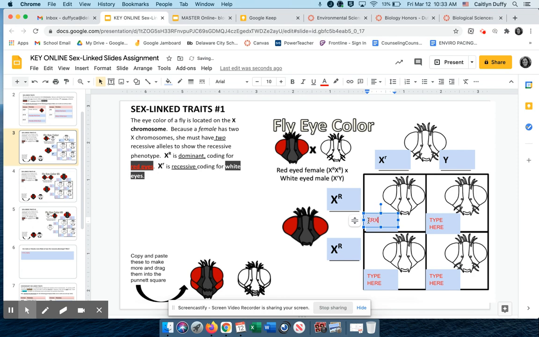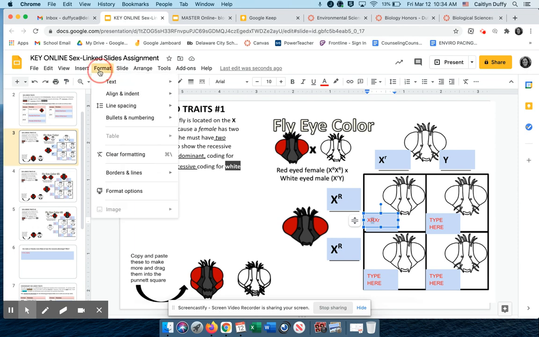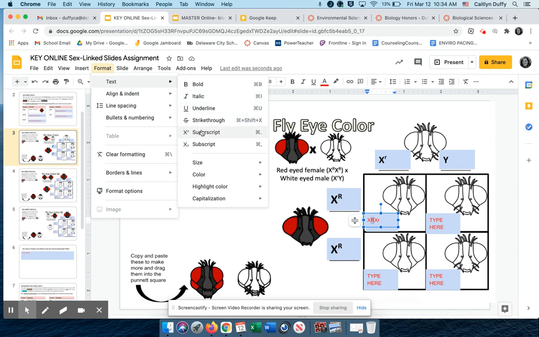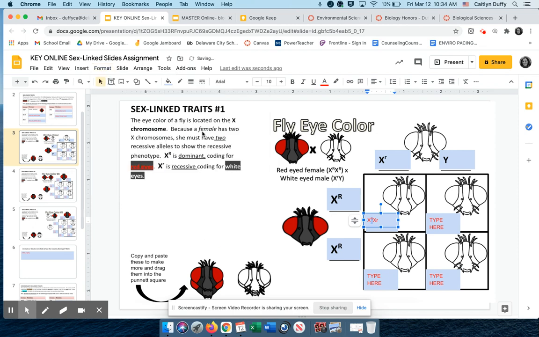X big R, X little r. Now, let me show you how you can make these superscripts so they're up high. If you highlight what needs to be raised up, you can either go to Format, Text, and you'll see superscript, like Superman can fly. So superscript. Or if you have a Mac, you can highlight it and click Command period, and that's going to raise that for you. I'm sorry, these are a little small to see.